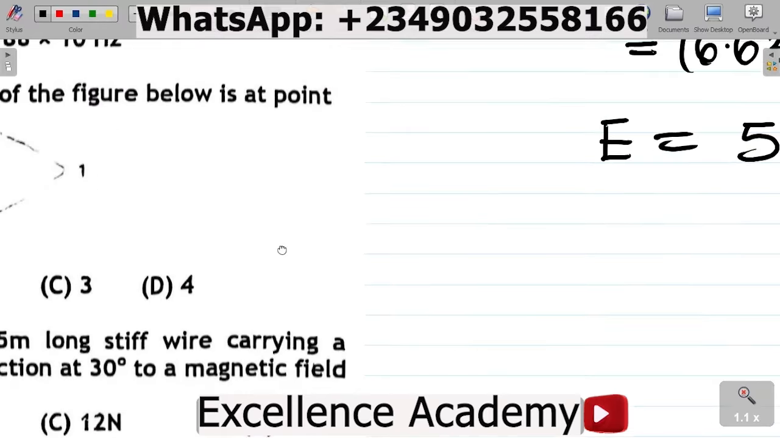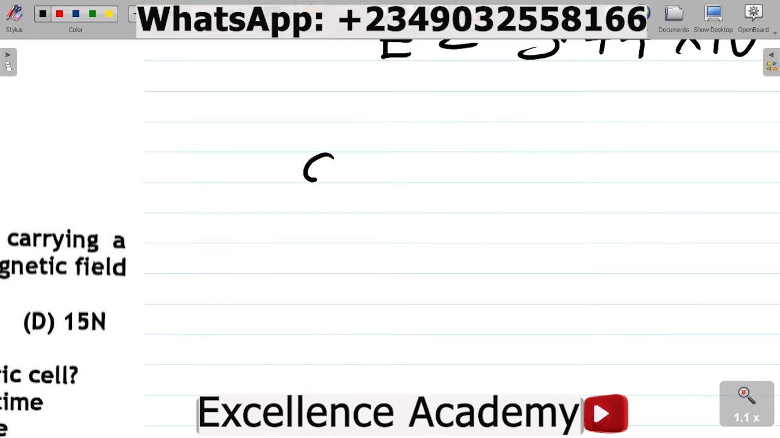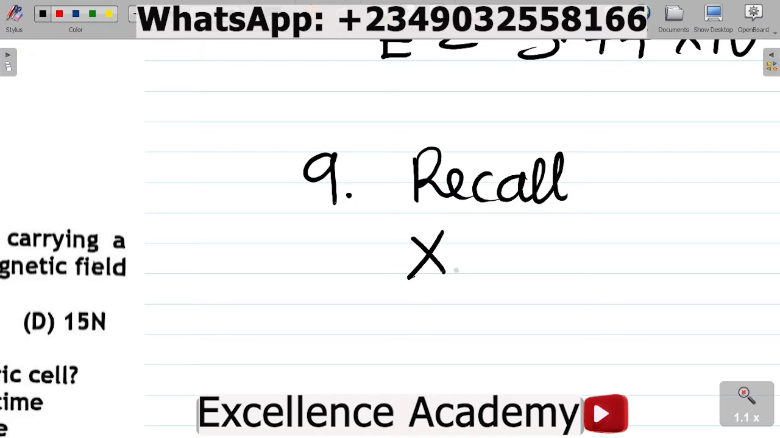Now let's recall our formulas. Recall that for an inductor circuit, the reactance is given by XL. So reactance is X, while L shows you inductance or inductor, right? So the reactance of an inductor, XL, the formula is simply equal to 2 pi FL. That's the formula, all right?